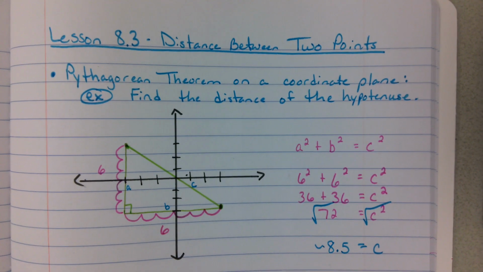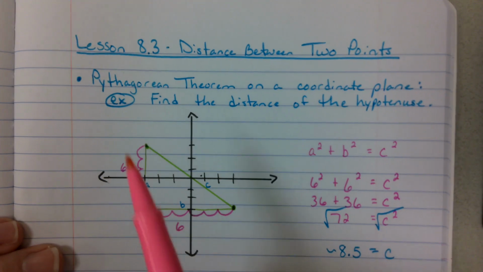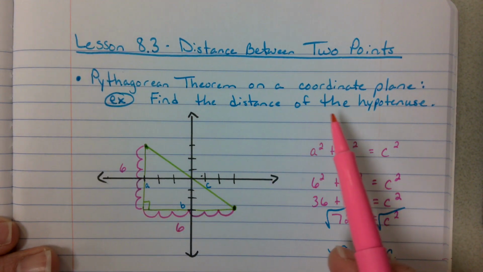Today we're going to look at lesson 8.3, finding the distance between 2 points. The first thing we're going to look at is the Pythagorean theorem, because we've been looking at that on the coordinate plane. Here's our example: find the distance of the hypotenuse.